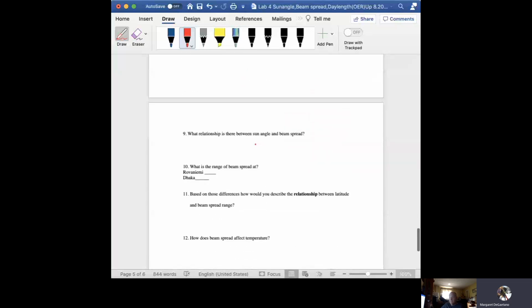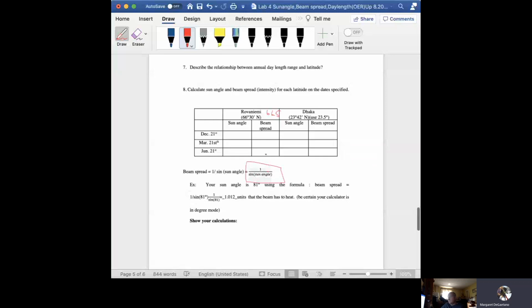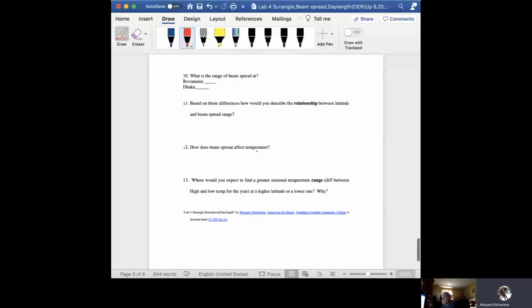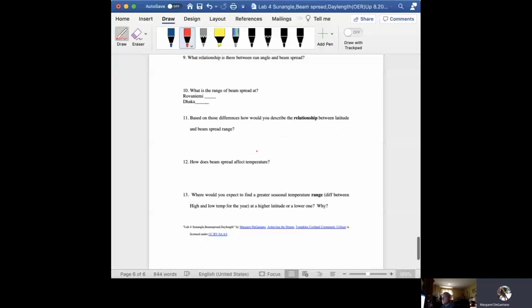Then it asks you questions about what you've calculated here and the relationships between latitude and beam spread for the different days of the year. Always be careful about the relationships. In general, we start with latitude. So as latitude increases, as latitude decreases, such and such happens. We wouldn't say, as sun angle increases, our latitude changes. No. So it's super important to make sure you write it in the correct way.